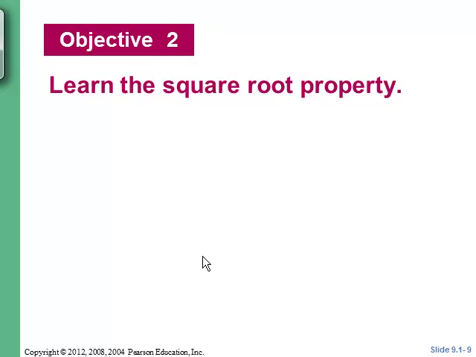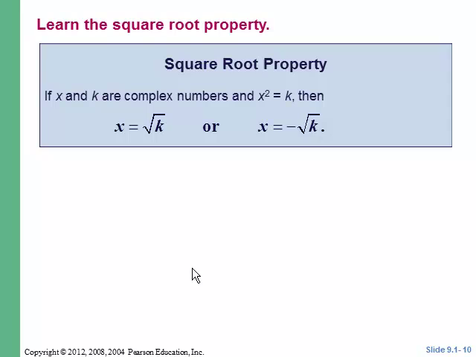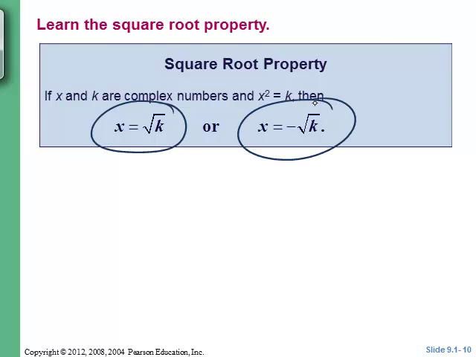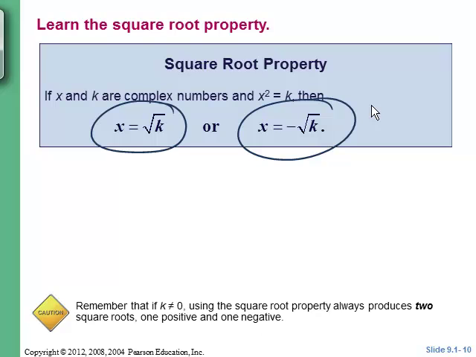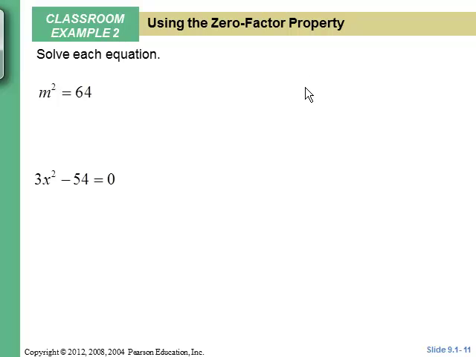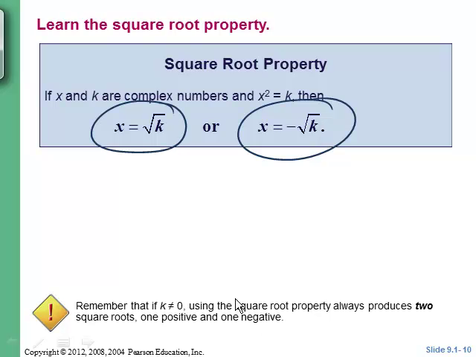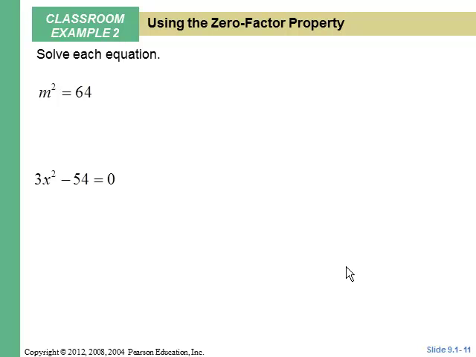Next one. What's the square root property? Well, the square root property says that if you have a number that's squared, x squared equals k, you take the square root of it, you get either positive or negative square root of k. Remember that this number k can't be 0. If k is 0, then you only get one answer. All right, so let's solve this one.